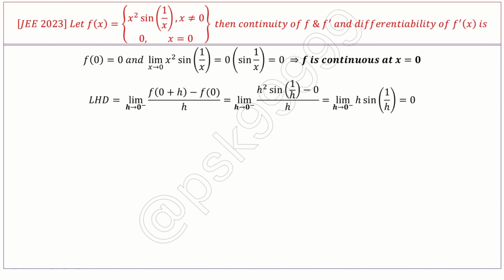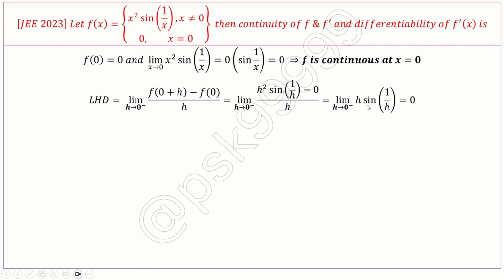Next, for finding the differentiability, LHD equals limit of h tends to 0 minus, f of 0 plus h minus f of 0 by h. By definition, this is differentiation. Since h is not equal to 0, I need to take this definition: h square into sine 1 by h minus 0, by h. This is nothing but limit h tends to 0 of h into sine of 1 by h. Now this is equal to 0. This is not sine y by y.